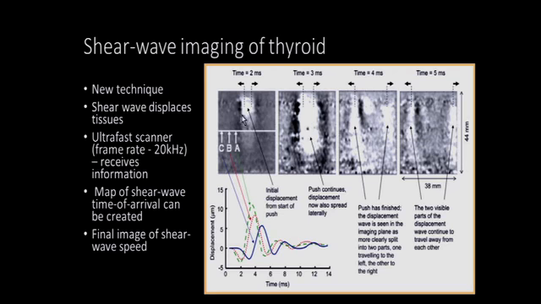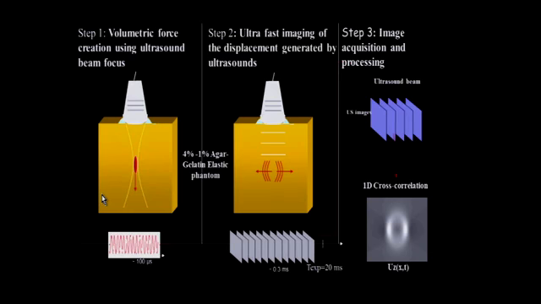So this image over here shows the shear wave. This is at 2 milliseconds. Then at 3 milliseconds, as it continues to displace tissues and spread laterally. This is at 4 milliseconds and 5 milliseconds, and you can see those two visible parts of the shear wave. Finally, an image of the shear wave speed is calculated and created and displayed for us to see.